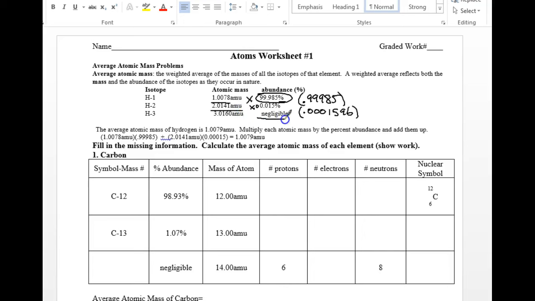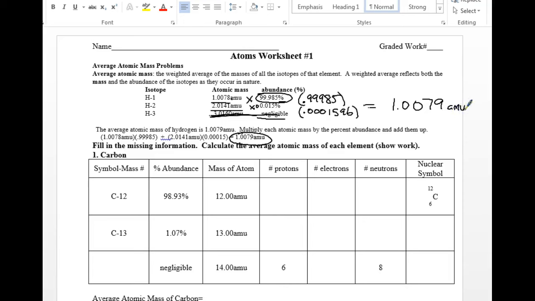And this one says negligible. It's so small that it doesn't even matter, so we don't worry about it. Then we just take this number times that, this number times that, and add them together. If we did that, we would get the answer 1.0079, and the unit for atomic mass is AMU, or atomic mass unit.